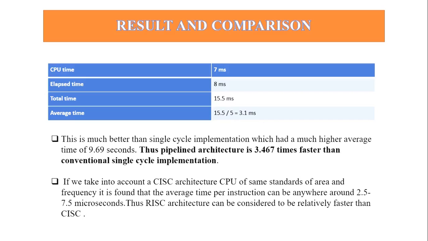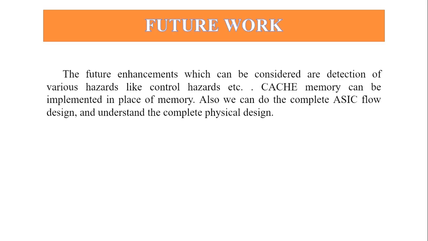In such a case, for a CISC architecture CPU of the same standards of area and frequency, the average time per instruction is around 2.5 to 7 microseconds. Thus, RISC architecture can be considered relatively faster than CISC architecture.